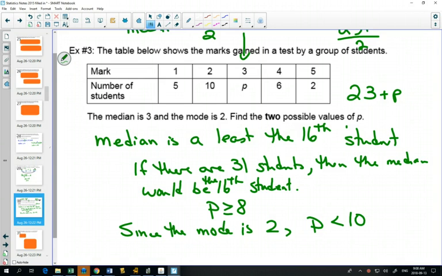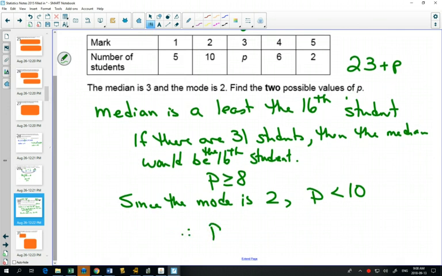So now we have two different inequalities that we figured out for P. And as a result, what are the possibilities that P could equal? Could equal 8, and it could equal 9. And those are the two possible values of P.